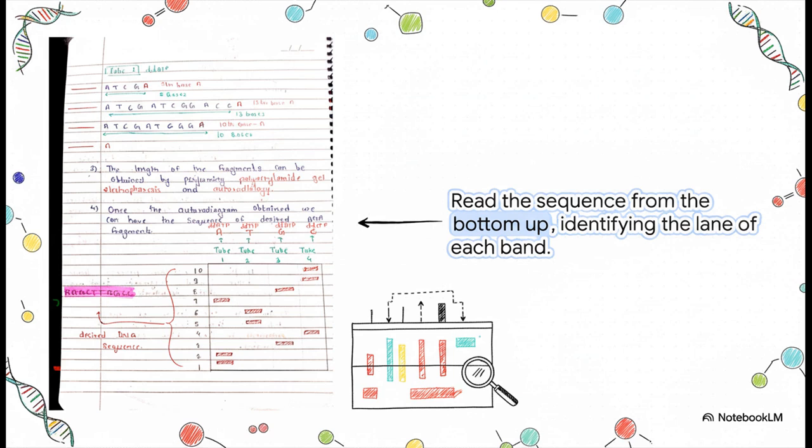Basically, you separate all the DNA fragments by size on a gel. The shortest fragments zip down to the bottom the fastest. To read the sequence, you literally just start at the very bottom and work your way up. You find the lowest band, see which lane it's in. Let's say it's the A lane. And boom, that's your first letter. Then you find the next lowest band, check its lane. And you just keep building the sequence, one letter at a time.